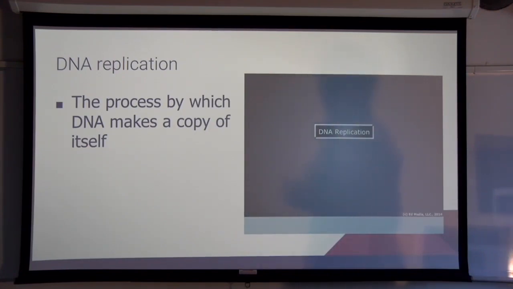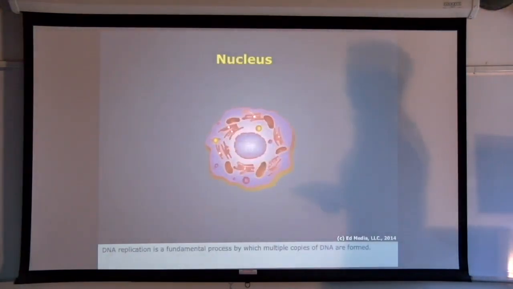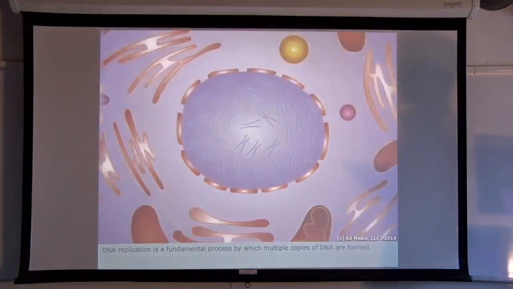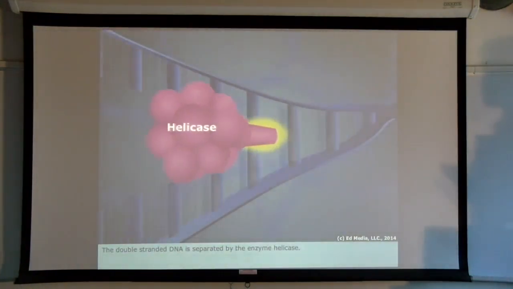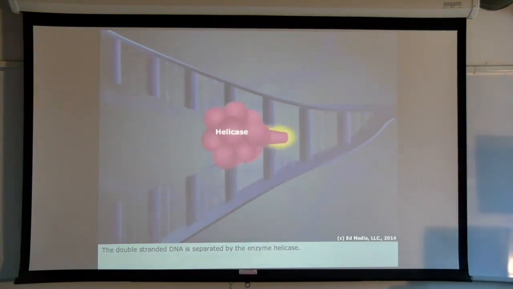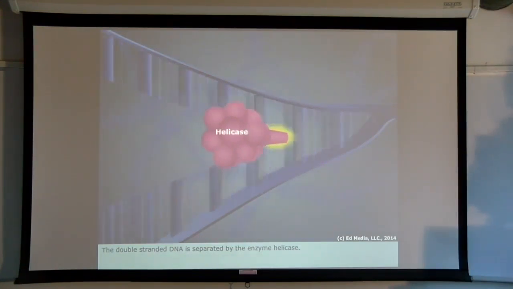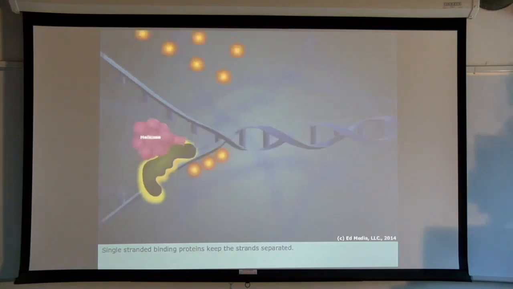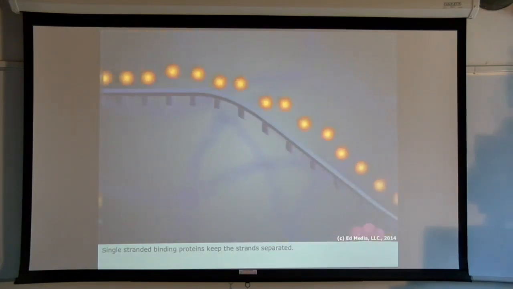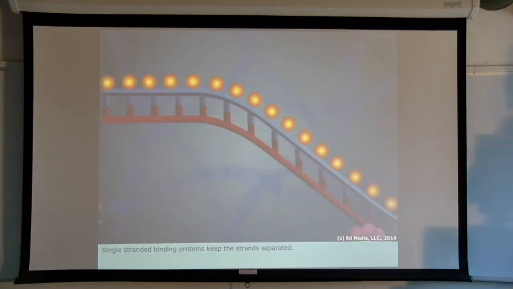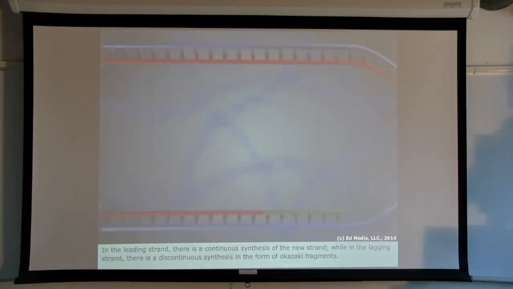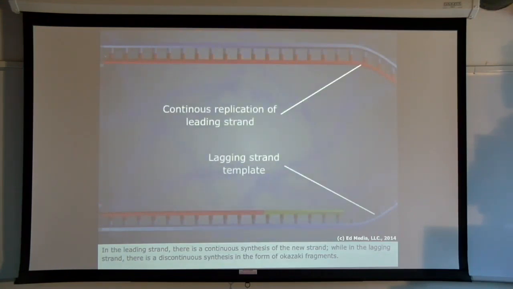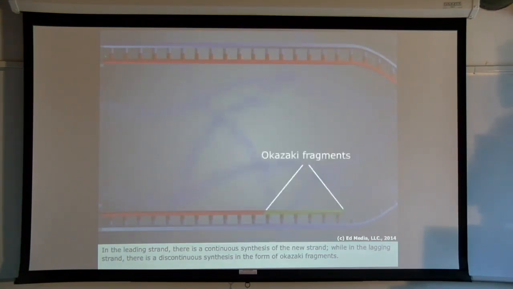So let's take a quick look at a review. DNA replication is a fundamental process by which multiple copies of DNA are formed. The double-stranded DNA is separated by the enzyme helicase. Single-stranded binding proteins keep the strands separated. In the leading strand, there is a continuous synthesis of the new strand, while in the lagging strand, there is a discontinuous synthesis in the form of Okazaki fragments.